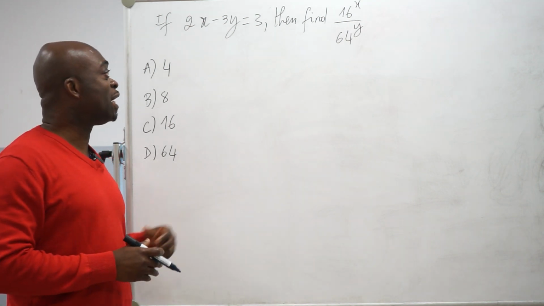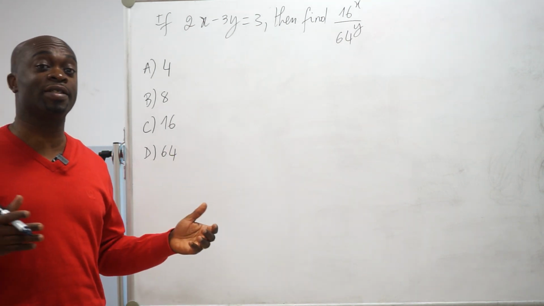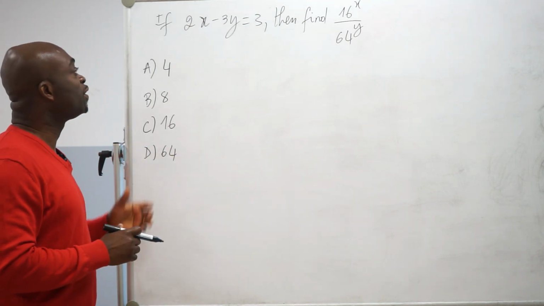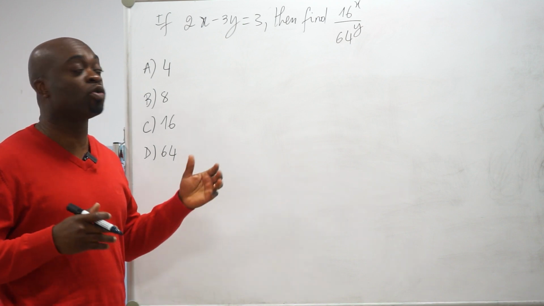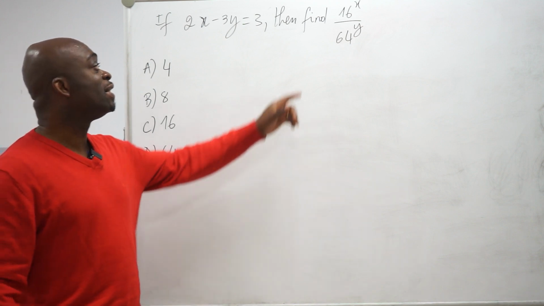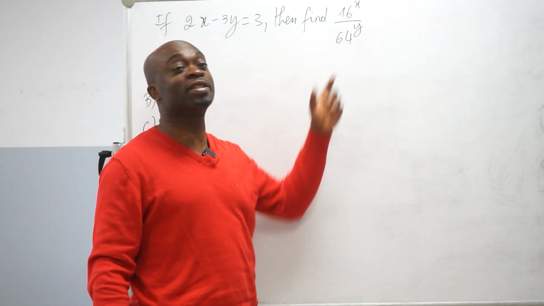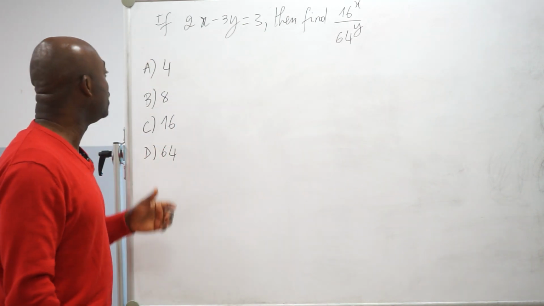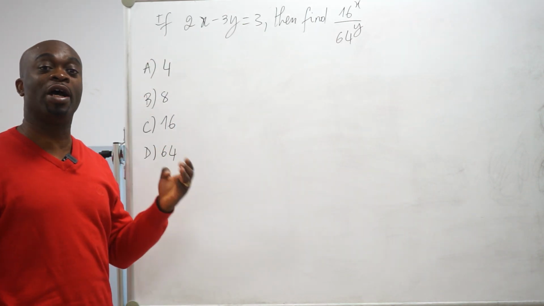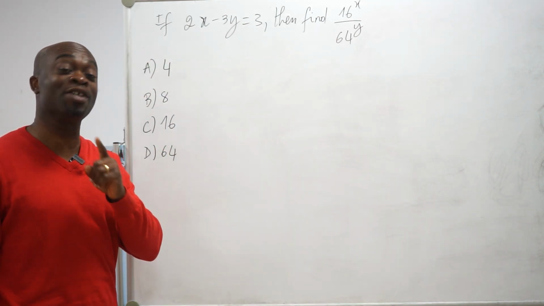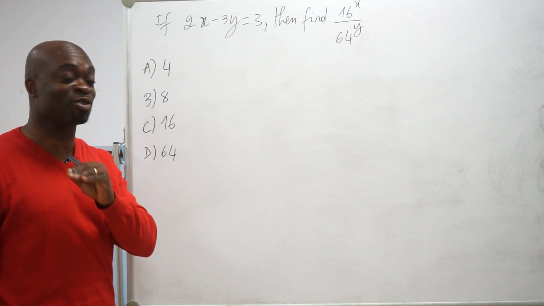So guys, imagine that you have a question like this one on the SAT test, which is: if 2x minus 3y equals 3, then find 16 power x over 64 power y. These are the four possible answers, and only one is correct. Only one answer is correct, all right?